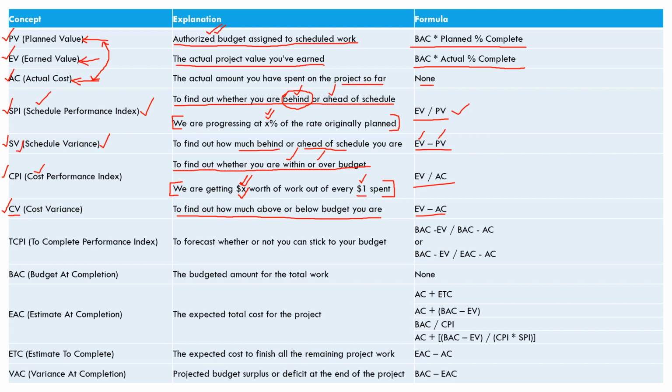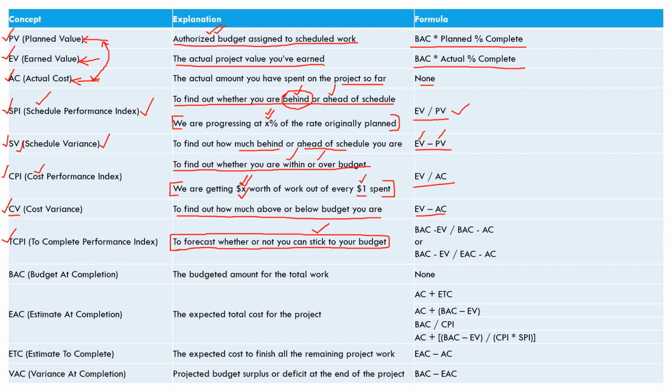Now let's move on to some more useful formulas. TCPI, to complete performance index. This is used to forecast whether or not you can stick to your budget or need to make some changes. If you stick to your budget, you'll be able to complete the project within the budgeted cost that you had, right? But if you're not able to stick to your budget, then this forecast is going to help you make amendments, make changes.